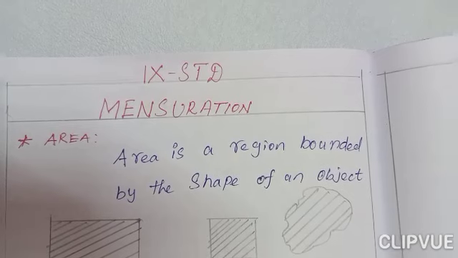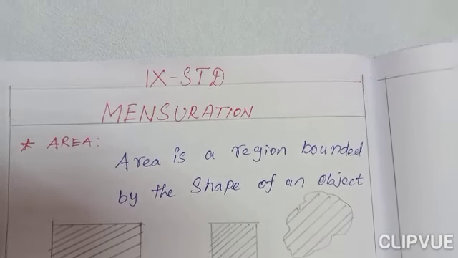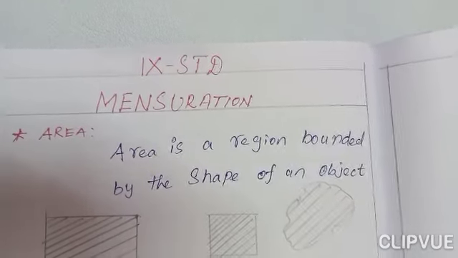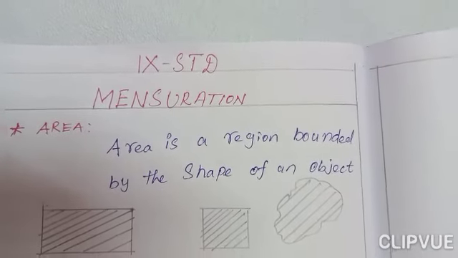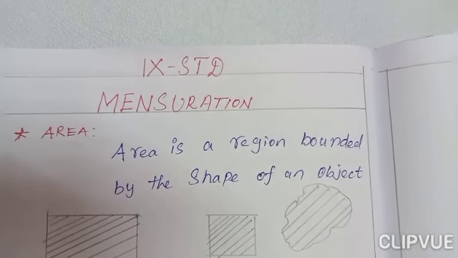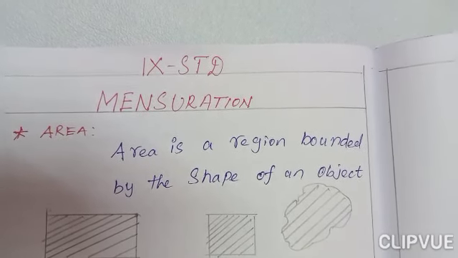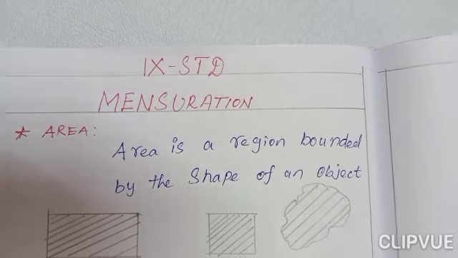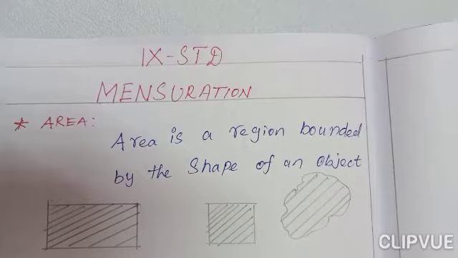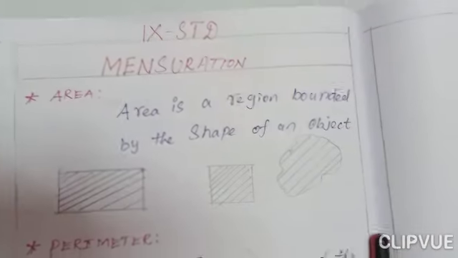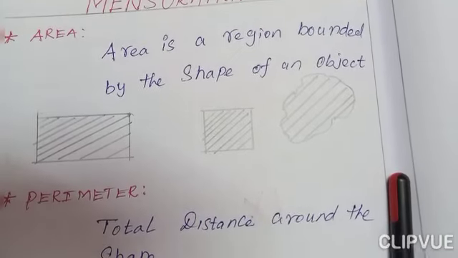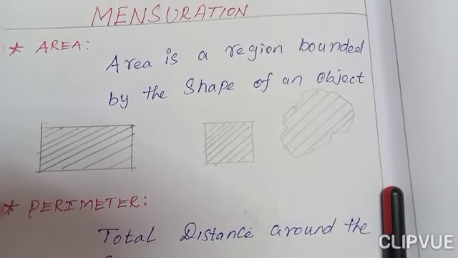This word mensuration is new for you, but you already learned the measurements in the lower classes. Area of a square, area of a rectangle, area of a circle, area of a triangle, many shapes like this, area and perimeter you learned. In this video, I am going to recall these things again. Before we enter this, first we will see the definition of area of an object.